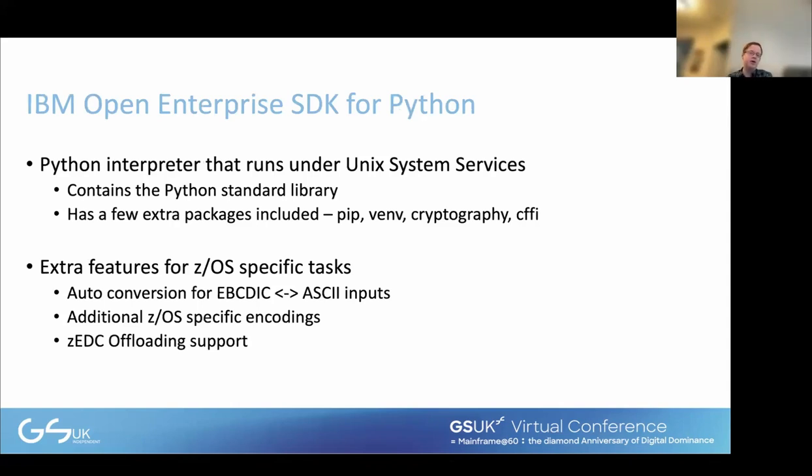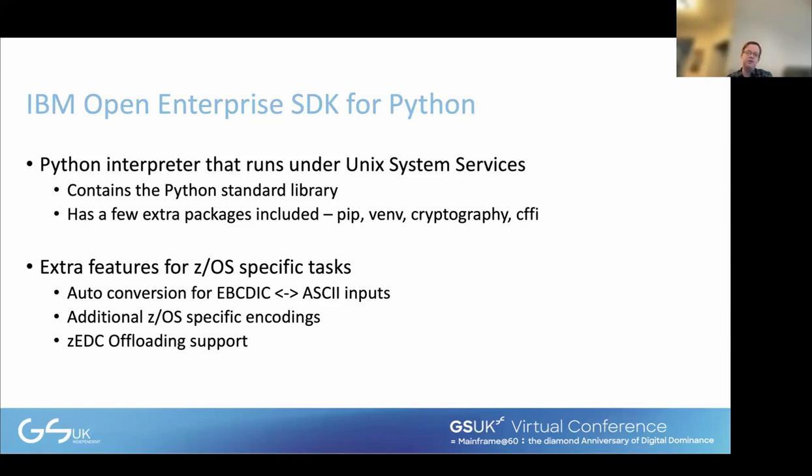Now, let's talk about the Python interpreter briefly. The Python interpreter is running under Unix System Services, so it's a Unix application. It contains everything that you need to get started with Python. It's got the standard library, and a few extra tools, a few of which I've listed here. So pip is for building, installing, and uninstalling your packages into your Python environment. We've got venv, which is virtual environments, and it's for isolating your Python environment so that you don't get dependency conflicts. It just keeps your packages separate. Cryptography is so that you can do cryptographic related tasks, and CFFI is for calling shared libraries on your system.